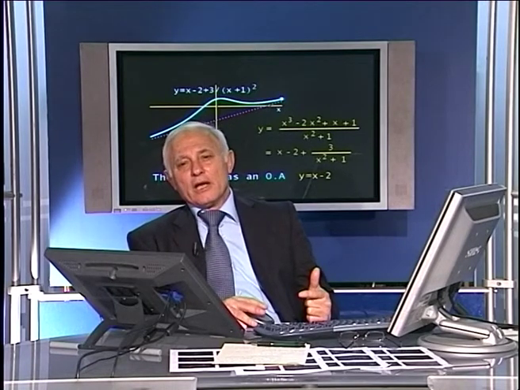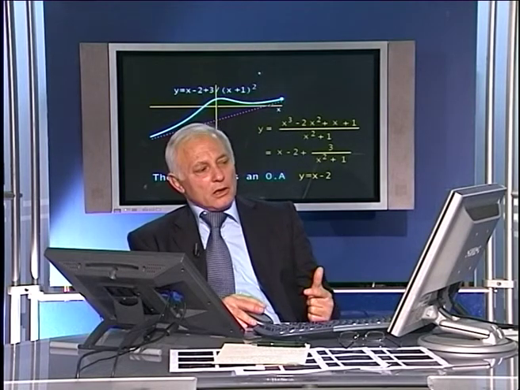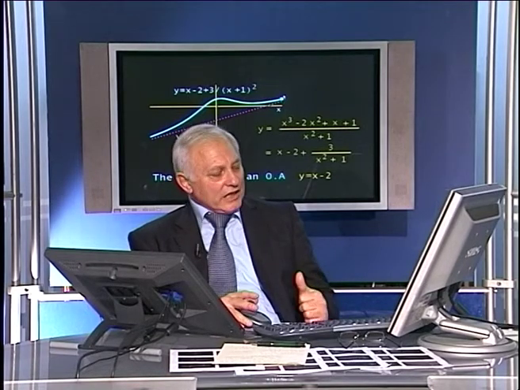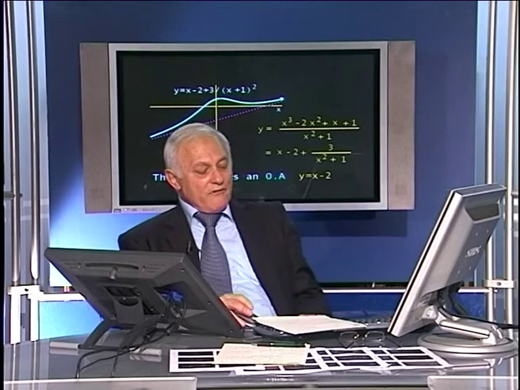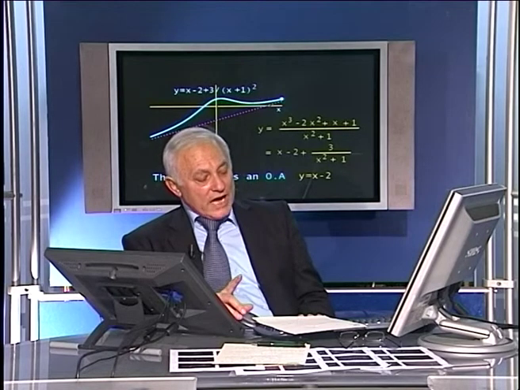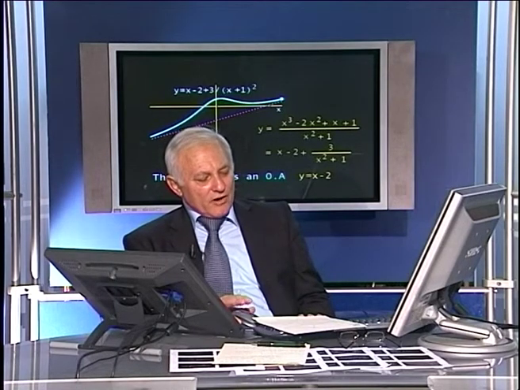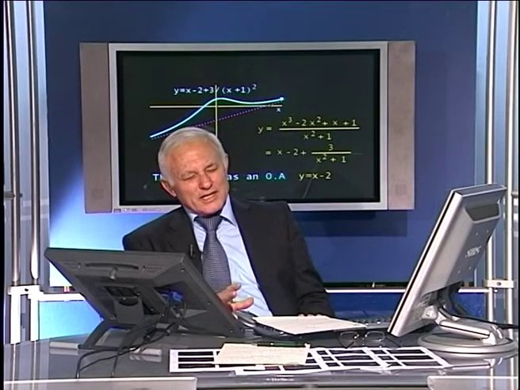You can have an oblique asymptote. You can have a vertical asymptote with a horizontal asymptote. You can also have an oblique asymptote with a vertical asymptote. And you can have a horizontal asymptote with an oblique asymptote. You can have all possibilities of asymptote, but the case when you have a horizontal asymptote with an oblique asymptote, this can't happen.